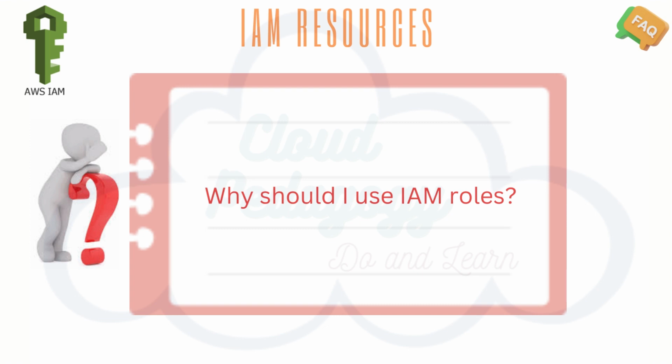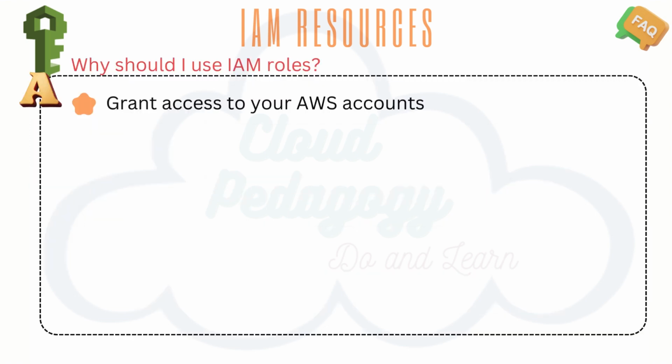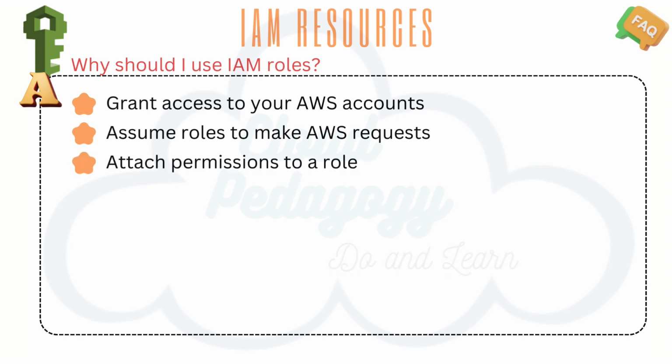So why should I use IAM roles? You should use IAM roles to grant access to your AWS accounts by relying on short-term credentials because it's a security best practice. Authorized identities, which can be AWS services or users from your identity provider, can assume roles to make AWS requests. To grant permissions to a role, attach an IAM policy to it.